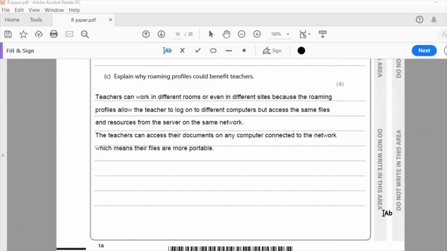So here's my answer to this. Teachers can work in different rooms or even different sites because the roaming profiles allow teachers to log on to different computers but access the same files and resources from the server on the same network. Teachers can access a document on any computer connected to the same network, which means the files are more portable. So they can move anywhere they want in the building and still access the files, still print their stuff off, still access everything because of roaming profiles.